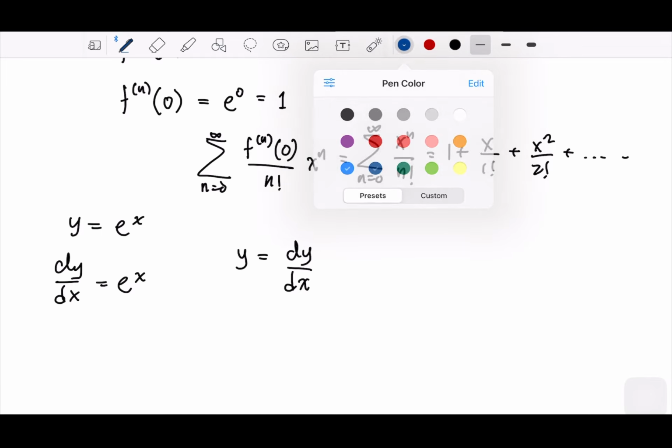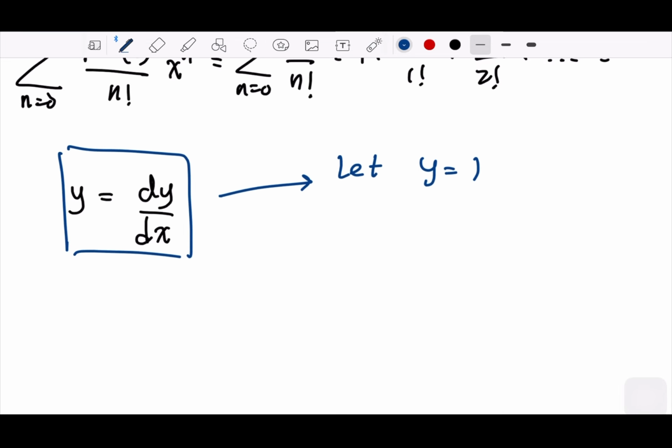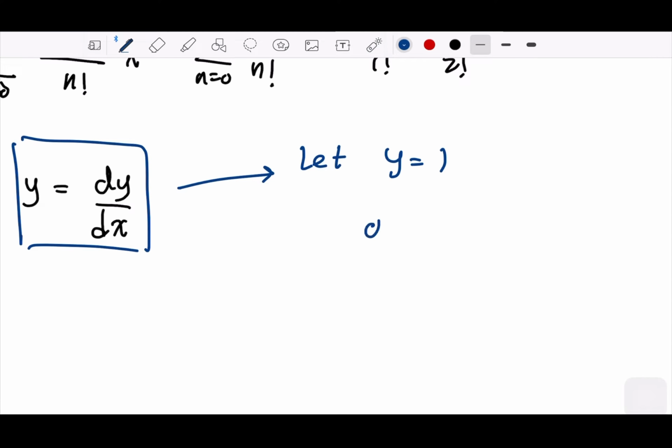For example, if you want to let y equal dy over dx, let y equal 1. Just take some time to place some numbers here. So let's just put y equal 1. Because of the property, dy/dx seems to be also 1. But if dy/dx is 1, then this is wrong logic. So we need to add x, so that when we derive, this is 1.